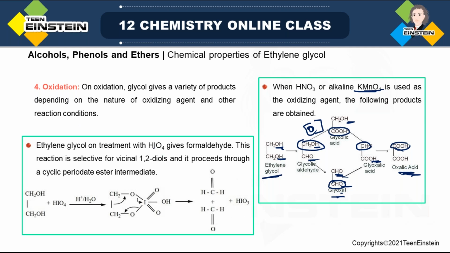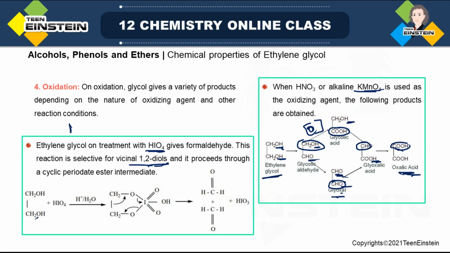When ethylene glycol is treated with HIO4, which is another oxidizing agent, the final product is formaldehyde, that means H2CO. Now this reaction is selective for vicinal 1,2-diol. Vicinal means the positions of the 2 OH groups will be at 1 and 2. And it proceeds through a cyclic periodate ester intermediate. So we are using ethylene glycol, and HIO4 is the reagent.